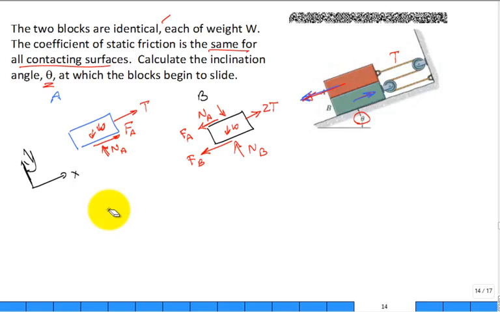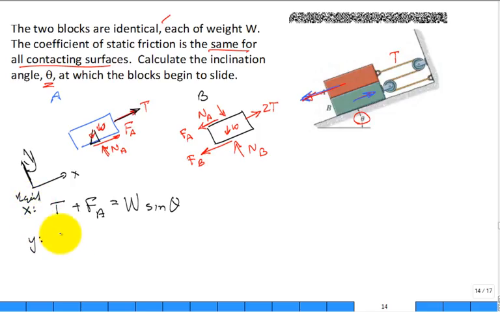So if you look at block A and you do the free body diagram, sum of the forces in the X that are sloped, what do you get? Tension moving in the positive X. Friction on the bottom in the positive X. And then we have to decompose that weight into two components. It'll be the weight times the sine of the angle theta in the negative. So I put it on the other side of the equal sign. Equilibrium equation in the X. Look good? How about the equilibrium equation in the Y?